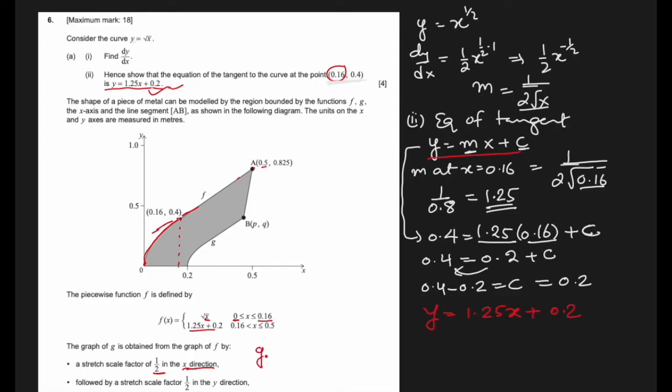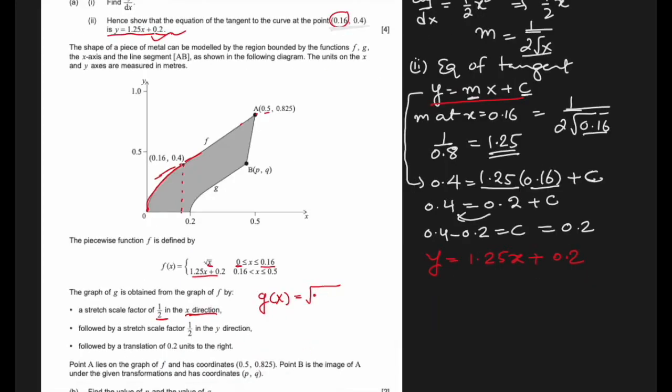So g(x) is equal to square root of 2x. This is half, the stretch factor is half. But when it is in the x direction, we write the reciprocal of it inside the function, which I've done here. Followed by a scale factor of half in the y direction. But in the y direction, we write half as half, and it is outside the function.